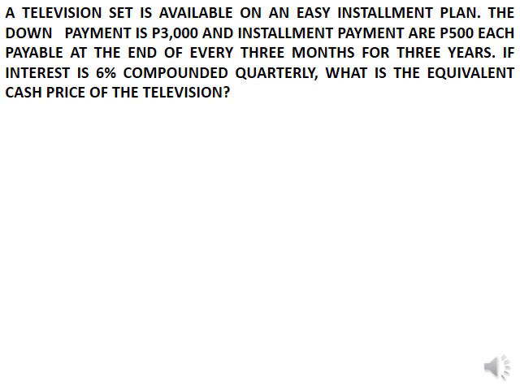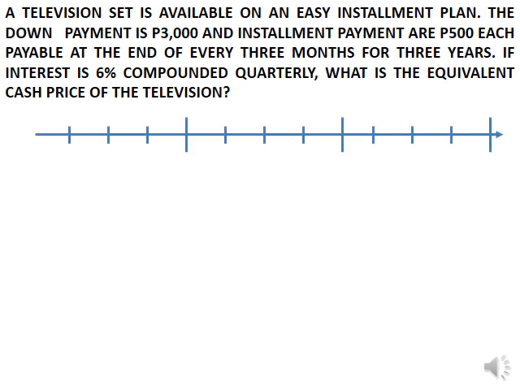Okay, let's try this. A television set is available on an easy installment plan. The down payment is 3,000 and installment payments are 500 each, payable at the end of every 3 months for 3 years. If interest is 6% compounded quarterly, what is the equivalent cash price of the television?